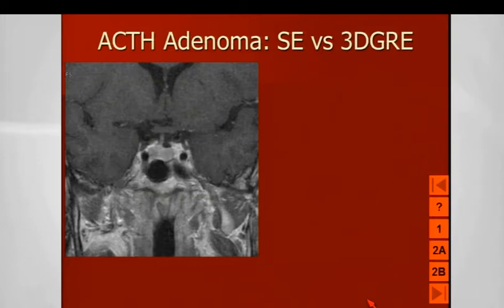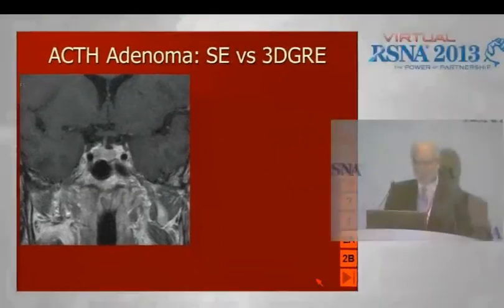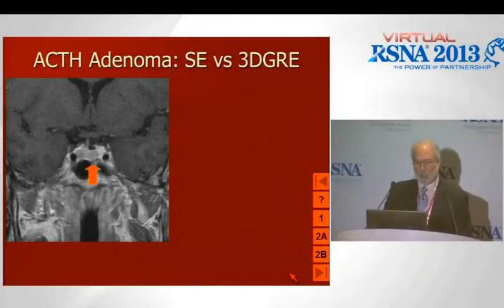So I want to show you this case that I got from Nick Patronas over at NIH. If we look here, we can see something that looks like it's depressing the floor of the sella, and it looks like it's not enhancing as well as the rest of the gland. So is that the pituitary adenoma in this patient?